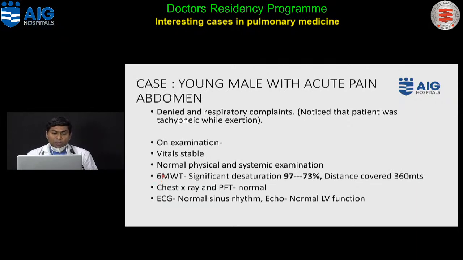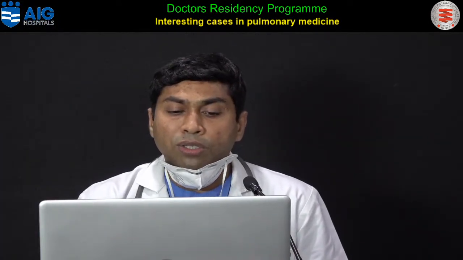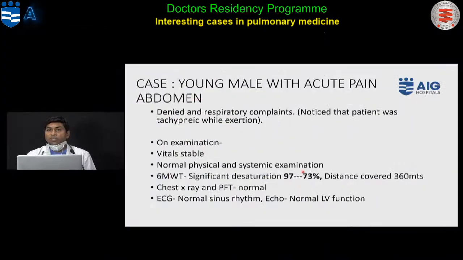So coming back to this patient, he had a significant desaturation from 97 to 73%. The distance covered was 360 meters. Normally there should not be any desaturation. A desaturation of more than 3% is considered a significant desaturation. So the patient had a significant desaturation. That means to say that there is a significant pathology which is causing this desaturation.